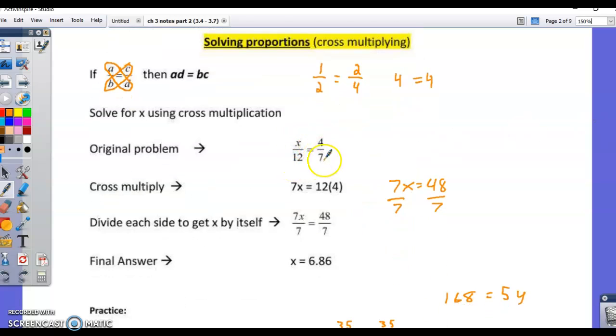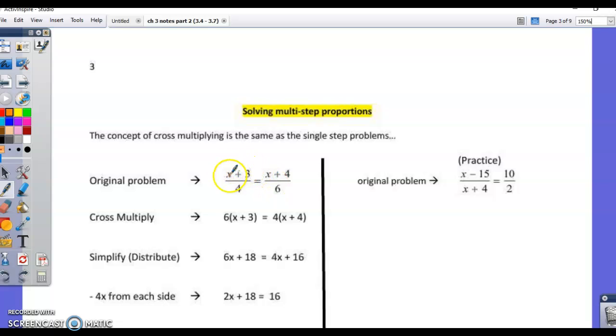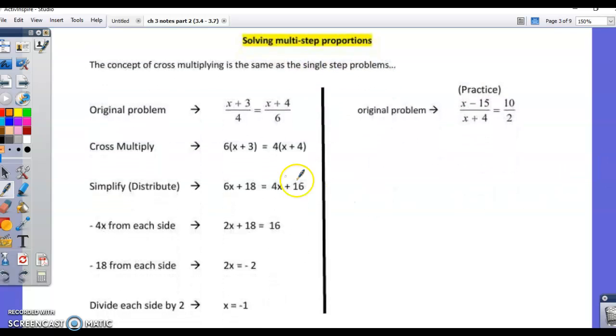Instead of just looking for the one unknown, now we have two terms on at least one side of the proportion. So if you look here, if we cross multiply, we do 6 times this whole quantity x plus 3, writing it out like that, and then 4 times this quantity. Then we would distribute that.